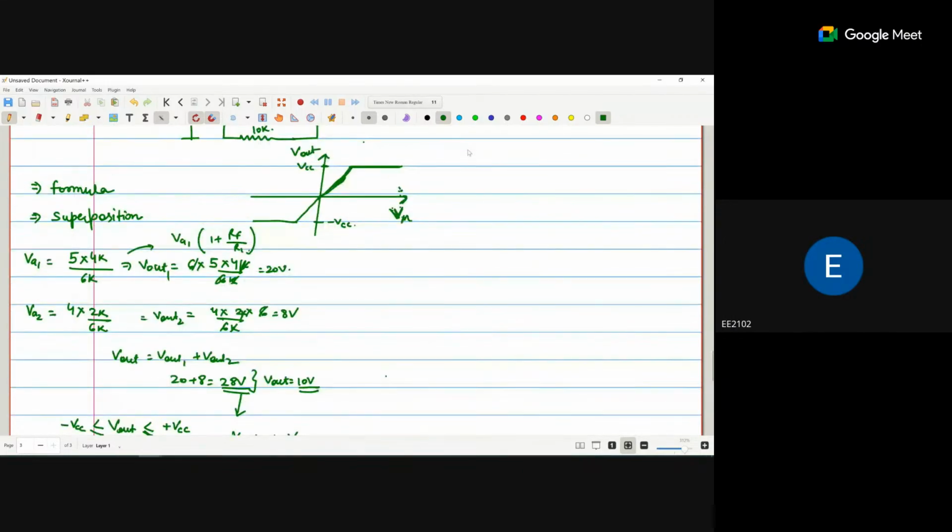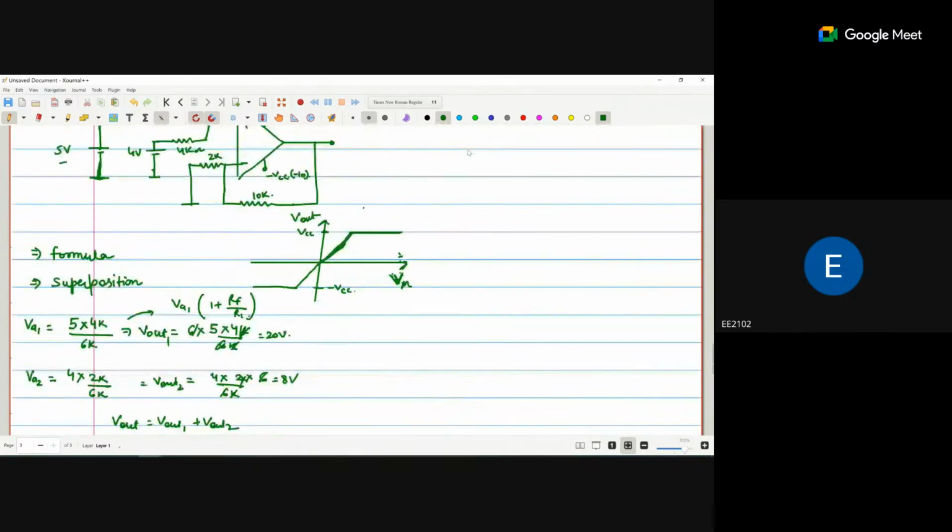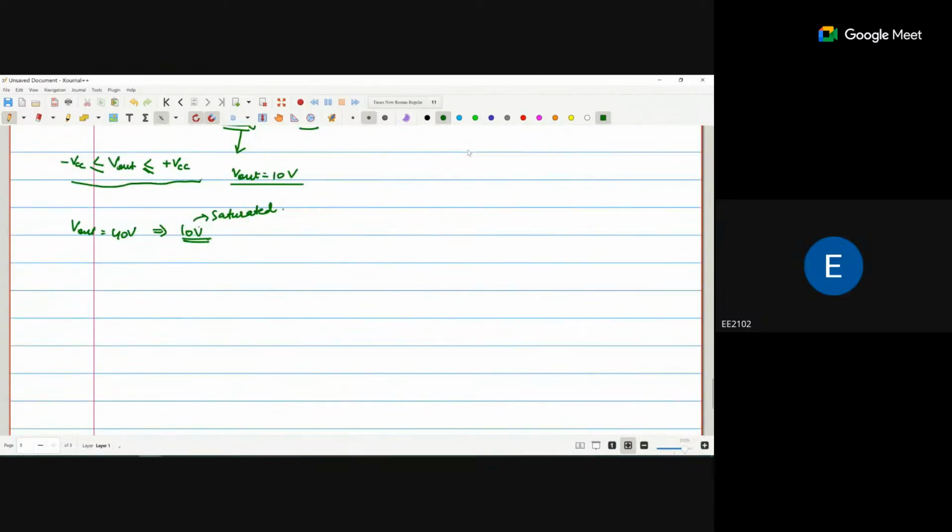So if it is not mentioned in the question, you can take any value of VCC. Your V out of 40 volts is possible, and 100 volts is also possible. But if you mention in the question that this is your plus VCC and this is your minus VCC, your output voltage never goes beyond that point. If it is higher than VCC, you have to saturate it at VCC. If you are getting 40 volts but your VCC is 10 volts, your actual output is 10 volts, not 40 volts. The 40 volts you are getting as output is wrong; your exact output is 10 volts. Remember this.